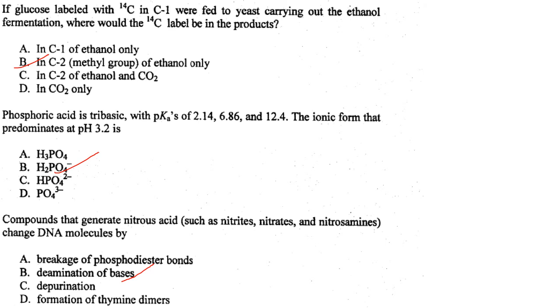The ionic form that predominates at pH 3.2 is, answer is option B, that is H2PO4 minus, predominates at pH 3.2. Compounds that generate nitrous acid such as nitrites, nitrates and nitrosamines change DNA molecules by. So these cause deamination of the DNA bases. So answer is option B.